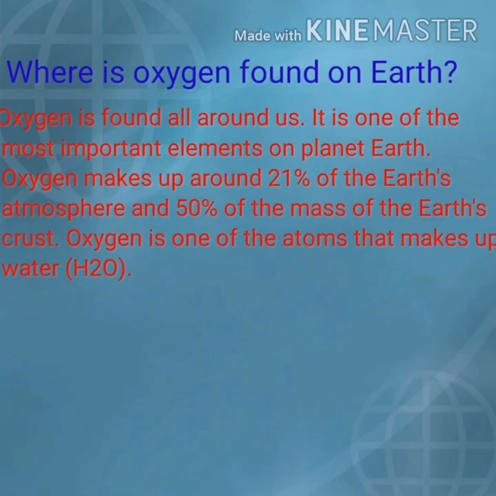Where is oxygen found on Earth? Oxygen is found all around us. It is one of the most important elements on the planet Earth. Oxygen makes up around 21% of the Earth's atmosphere and 50% of the mass of the Earth's crust. Oxygen is one of the atoms that makes up water, H2O.